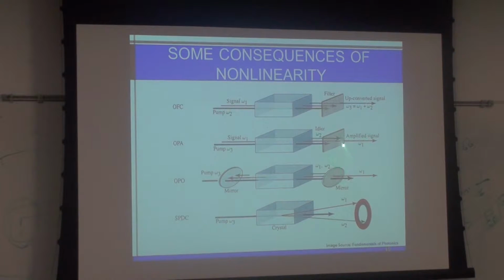And so now you also have this auxiliary field that's generated. We call that the idler. That just means we don't use it. Okay? And then you can block out the stuff that you don't want. You let omega 1 amplify through. That's an OPA. Or you can have another one called an optical parametric oscillator.